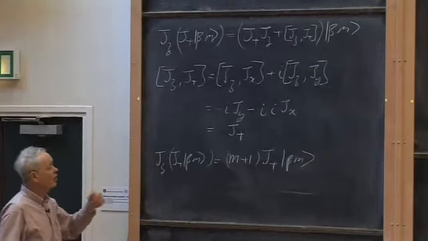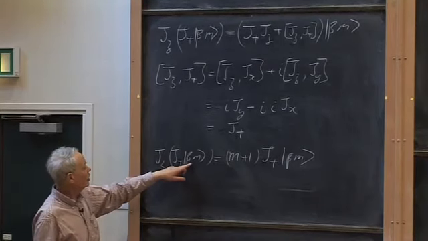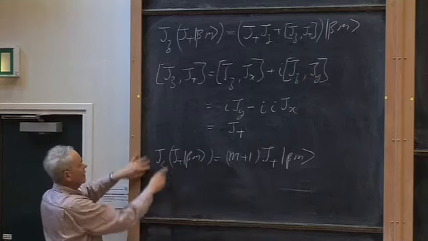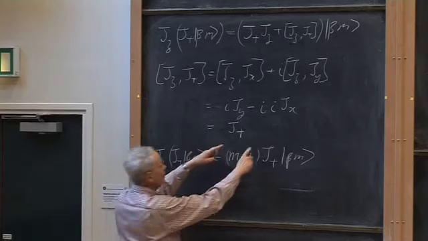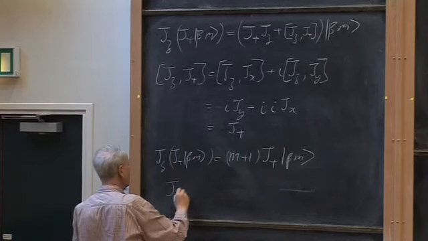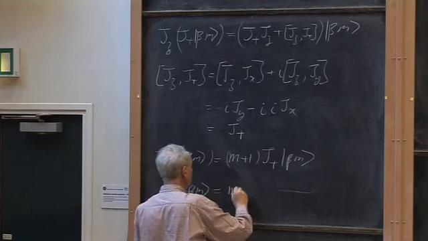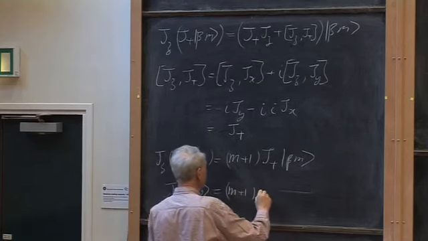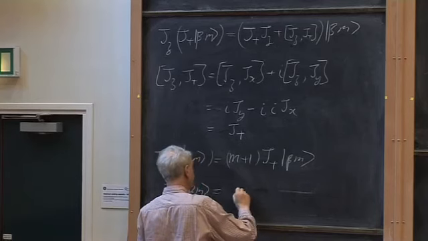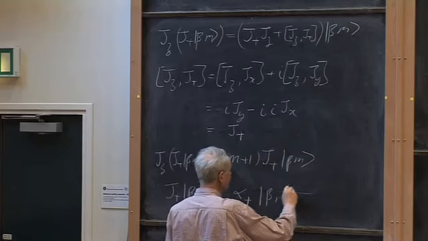So what does that show? That shows that when you apply j plus to this object, you get a new eigenket of this operator, one which has this for an eigenvalue. So let's write that down. It says that j plus on beta m is equal to some amount, which we will call alpha plus, of the state beta and m plus 1.